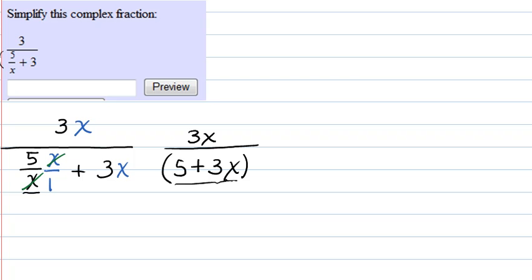When you enter this into WAMAP, it looks a lot nicer if you put both the numerator and the denominator inside parentheses. Actually, the denominator you want to make sure you put in parentheses because there's two terms there. So this is how you should enter it into WAMAP.